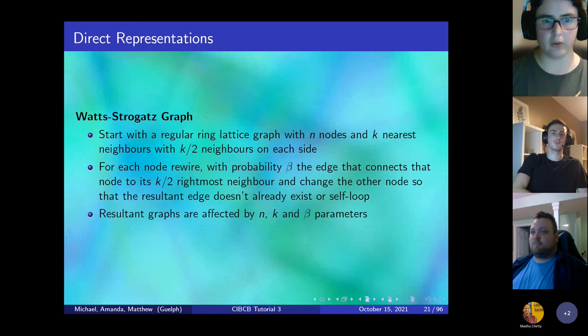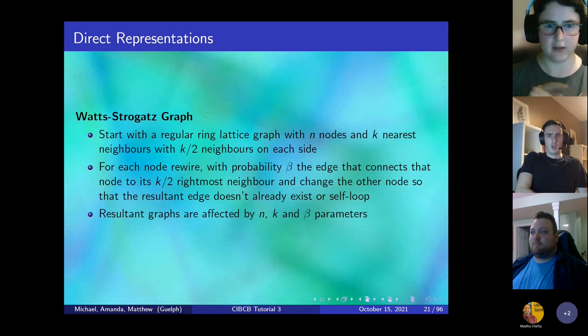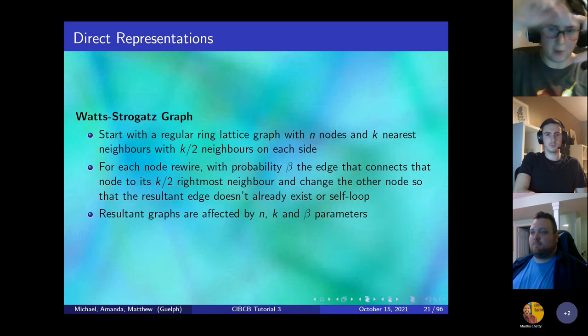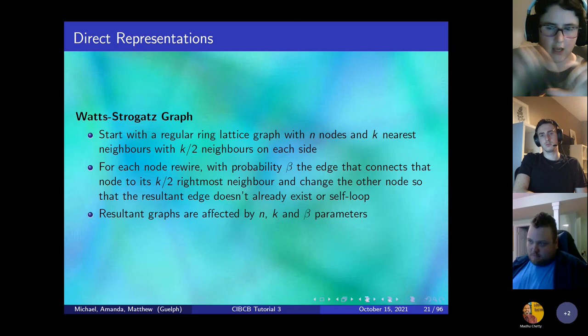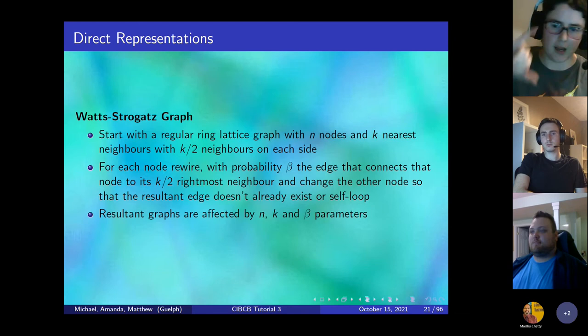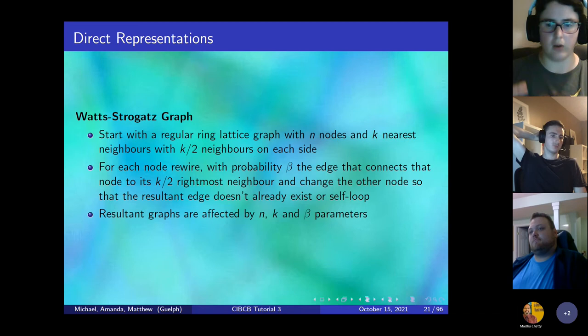So what we do is start with a regular ring lattice graph with N nodes and K nearest neighbors, so that it has K divided by 2 nearest neighbors on each side. Basically, if I put all of my points in a ring structure, I'm going to draw connections between a point and its nearest neighbors around the circle on each side. So that's my starting point. And then once I have that ring structure, I'm going to add in a certain amount of randomness to this very regular shape.